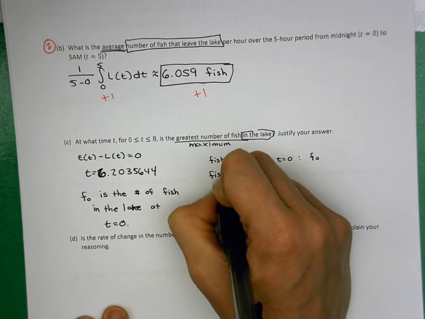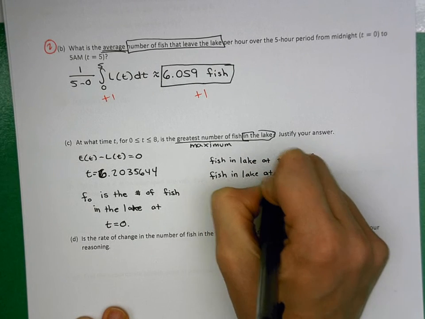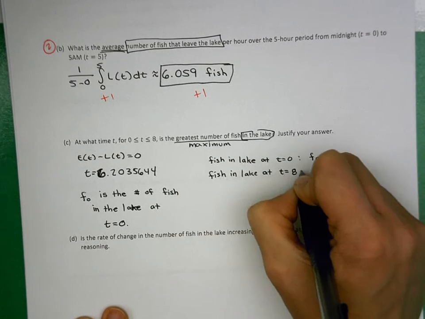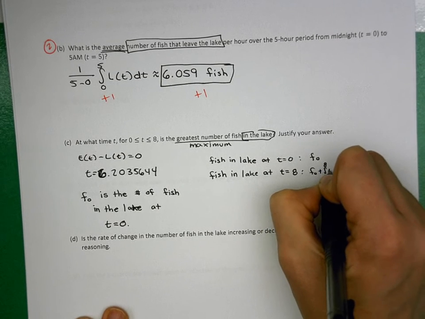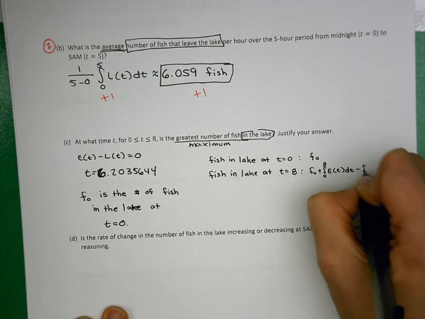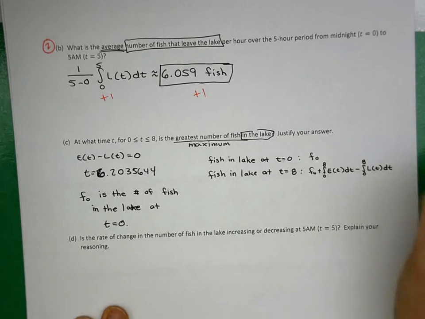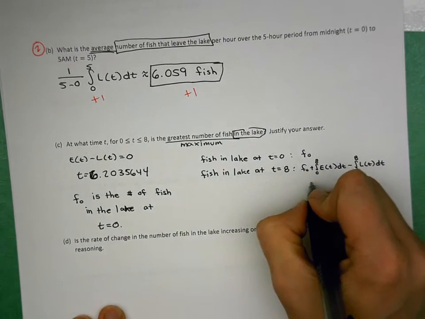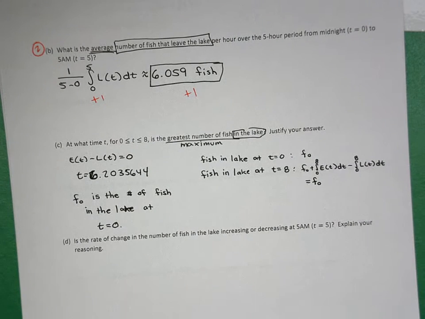Fish in lake at t equals 8 is F naught plus the integral from 0 to 8 of E of t dt minus the integral from 0 to 8 of L of t dt, which is F naught, and then you can take a moment, plug that into your calculator, the integral from 0 to 8 of E of t minus the integral from 0 to 8 of L of t.